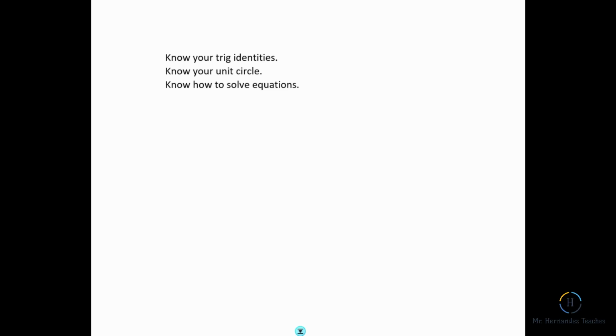First thing is, I listed 3 things that you just have to know cold. You have to know your trig identities. You have to know your unit circle. You have to know how to solve equations. If you can do these things, then you're going to be able to get through the test pretty well. Now, if you're missing one of these, or more than one of these, you're going to have some struggles when it comes to this test.